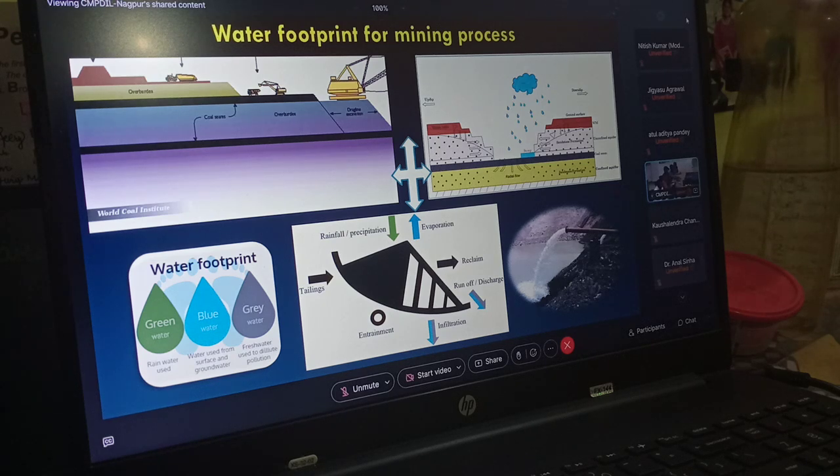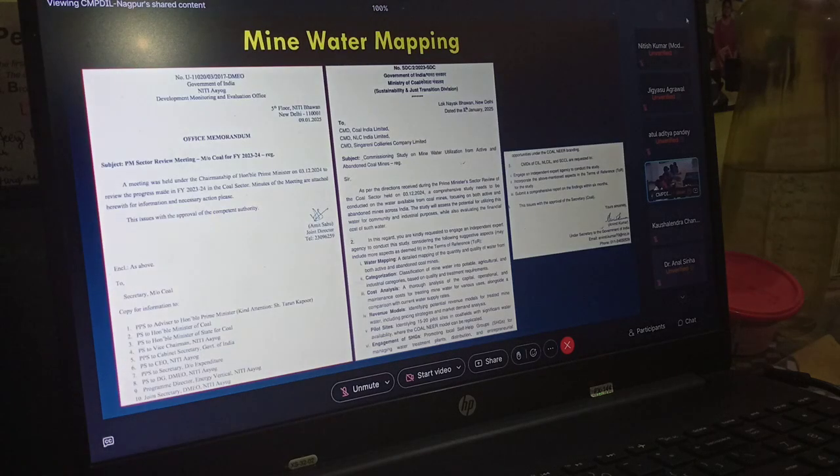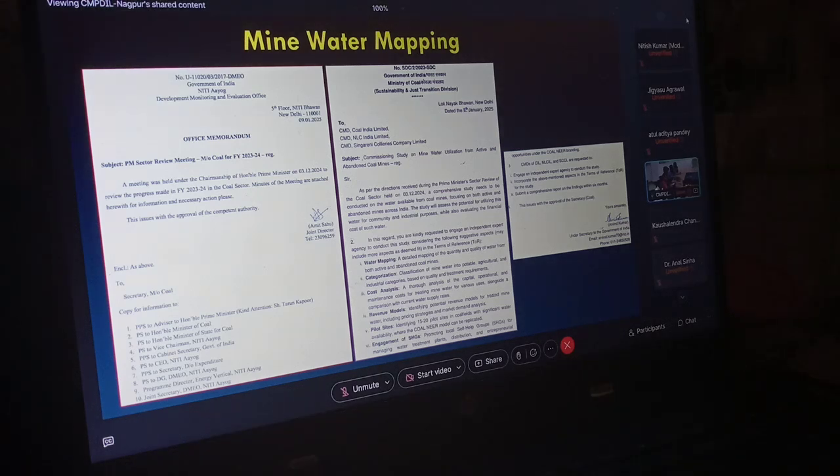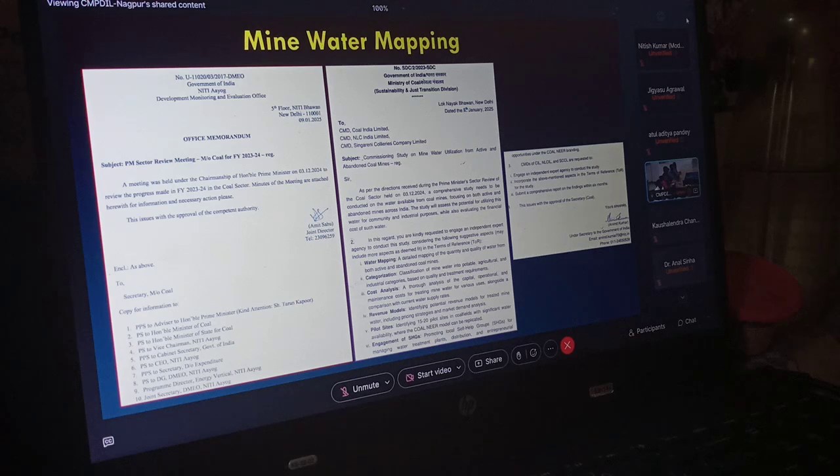So the way forward: this is the recent communication received from the Ministry of Coal regarding mine water mapping, as TBN sir addressed in his concluding remarks. Also, mine water or mine pool water has to be channelized in a proper way to address the water paucity in India. To address that, our GM R.K. Singh sir, under his directives, we have worked out water mapping for the different mines across Coal India Limited.